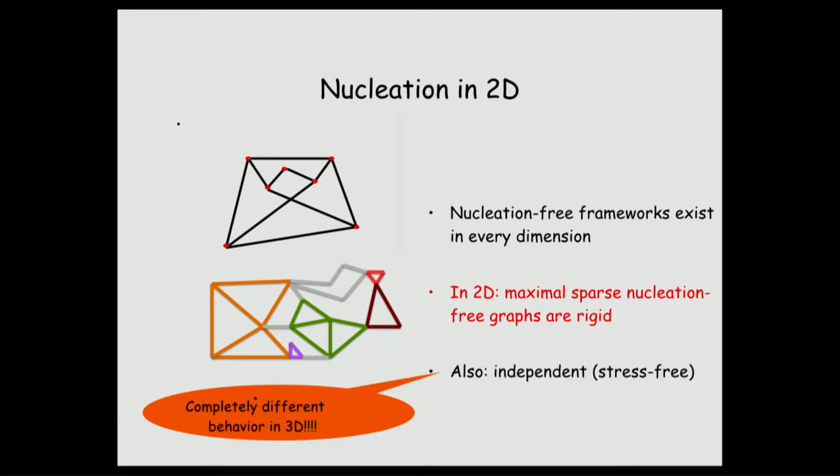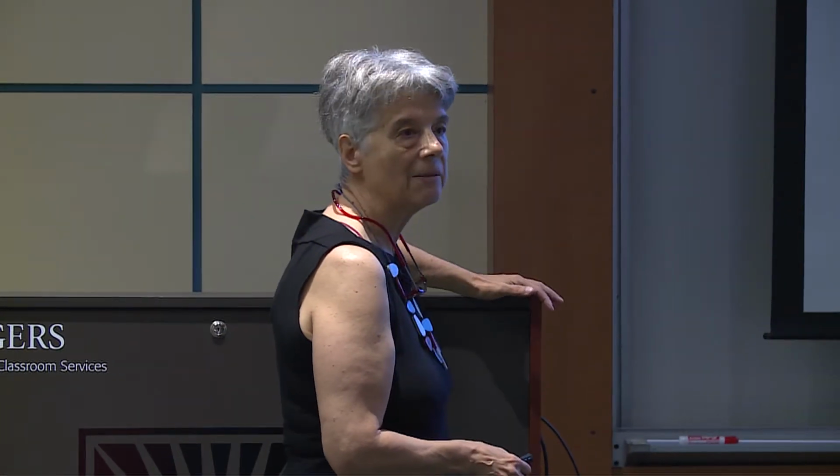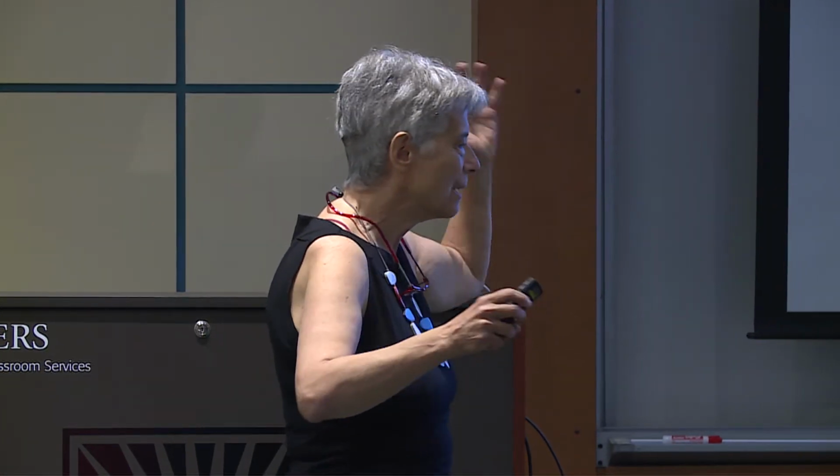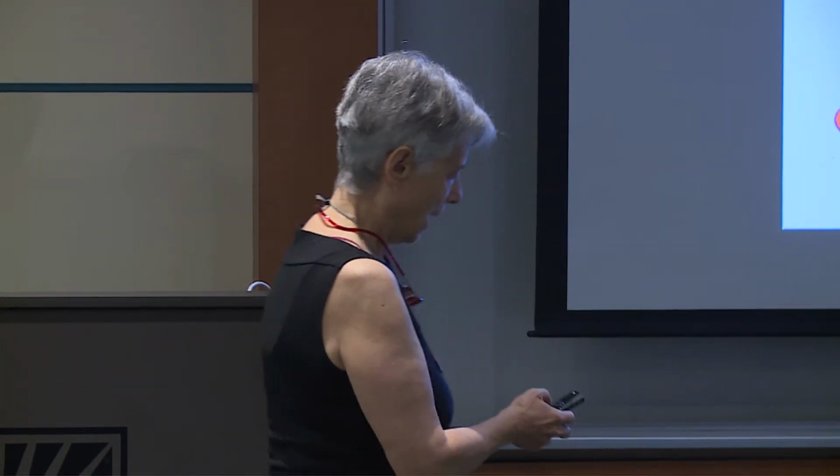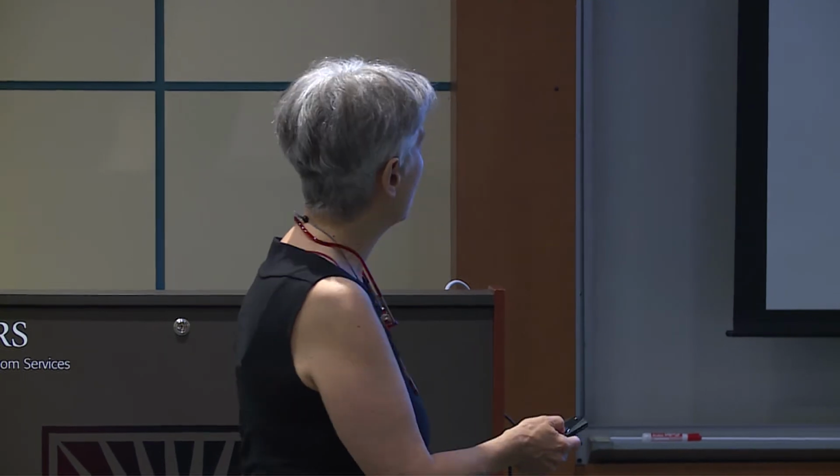And the problem is that in dimension 2, the maximal sparse nucleation-free graphs are rigid. However, in dimension 3, it's a completely different behavior. And that's what Mira and myself studied. And also in dimension 2, they are independent. They are stress-free, whereas in dimension 3, you could have graphs that are flexible, still very much stressed. Yeah? So it's a completely different world.